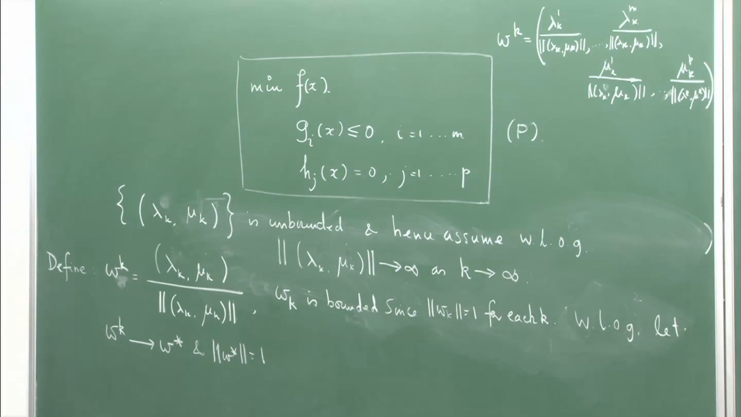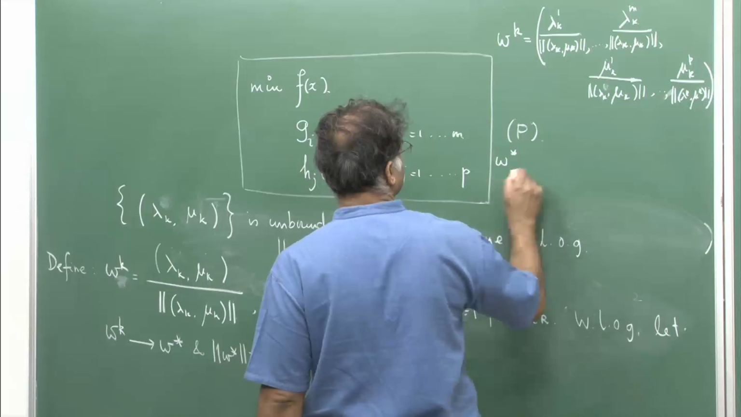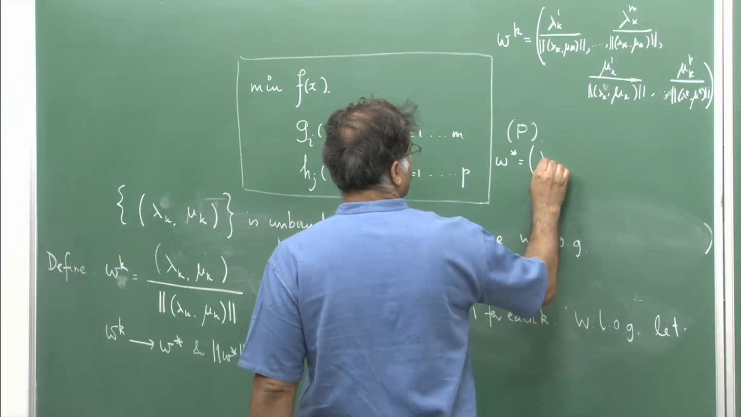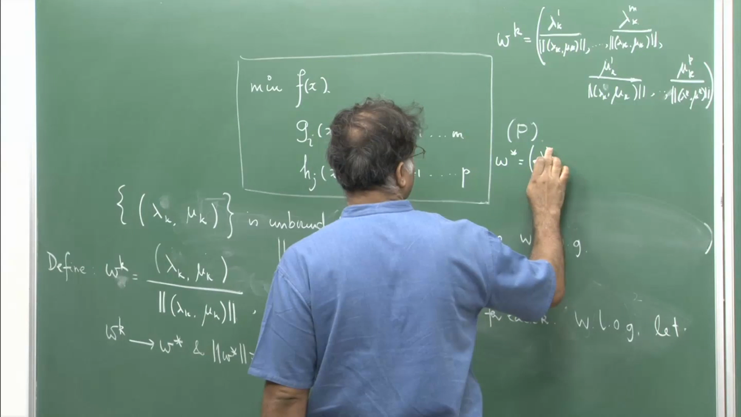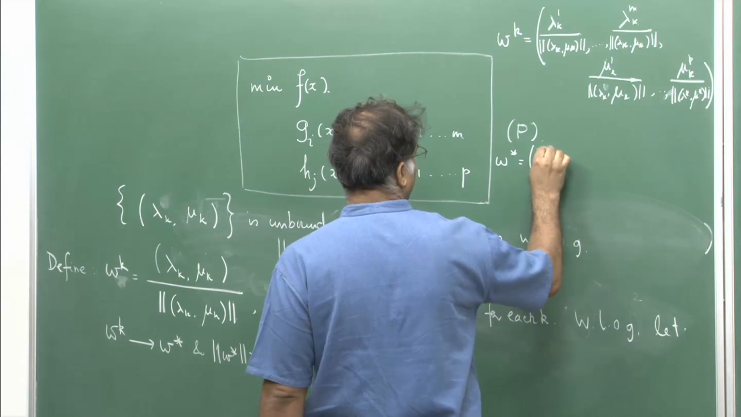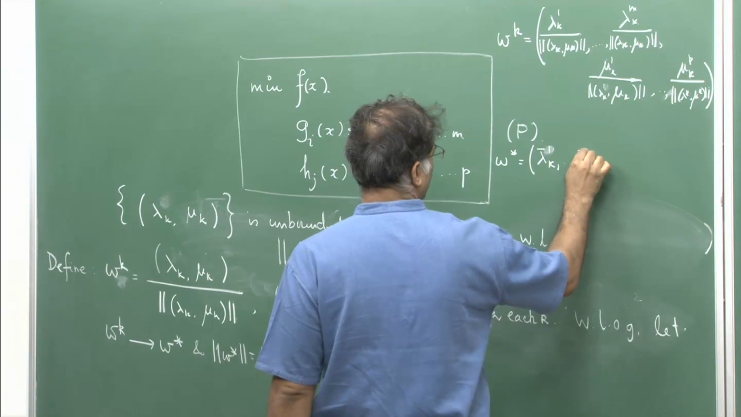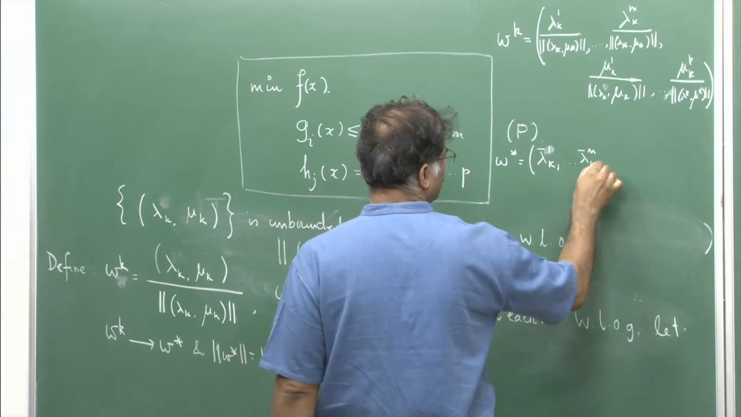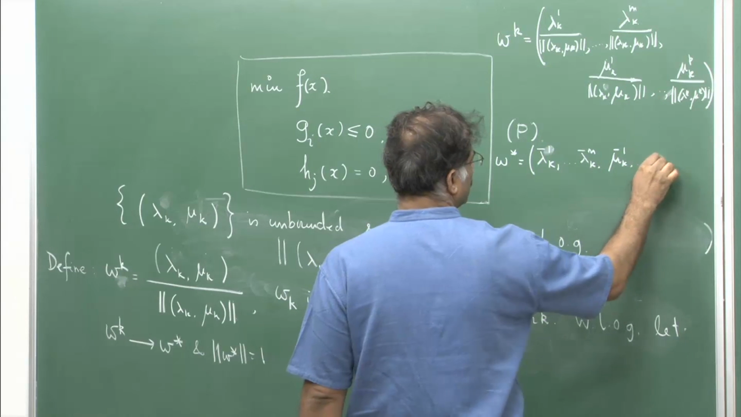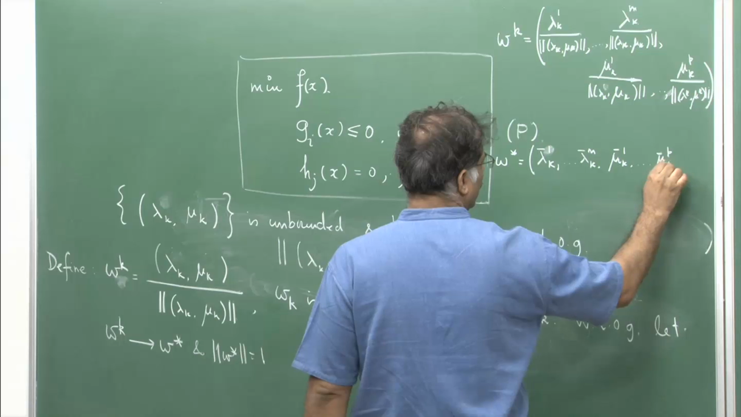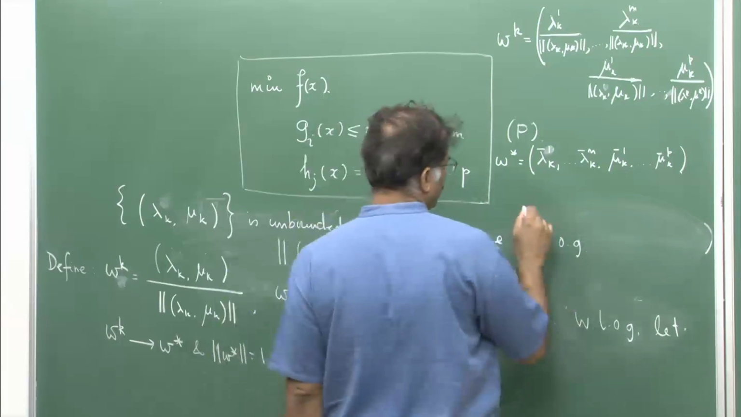So, w star can be written as lambda star, lambda bar 1 k, lambda bar m k, mu bar 1 k, mu bar p k, and this lambda I k.